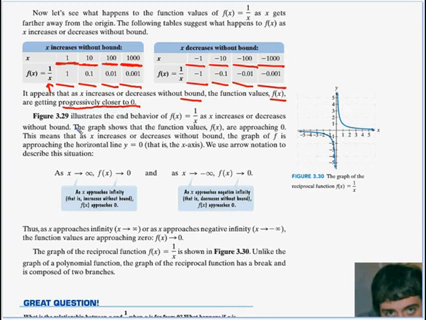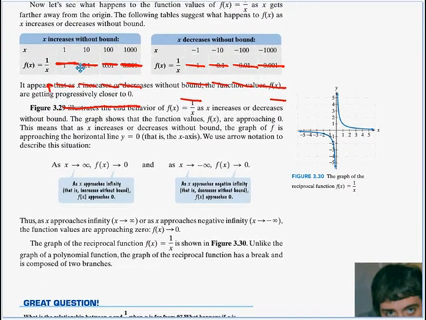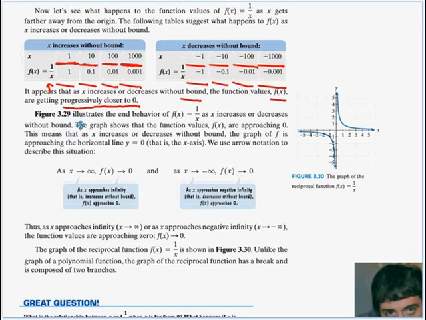Figure 3.29 illustrates the end behavior as the function increases or decreases without bound. The graph shows that the function values, f of x, are approaching 0. This means that as x increases or decreases without bound, the graph of f is approaching the horizontal line y equals 0. That is the x-axis.